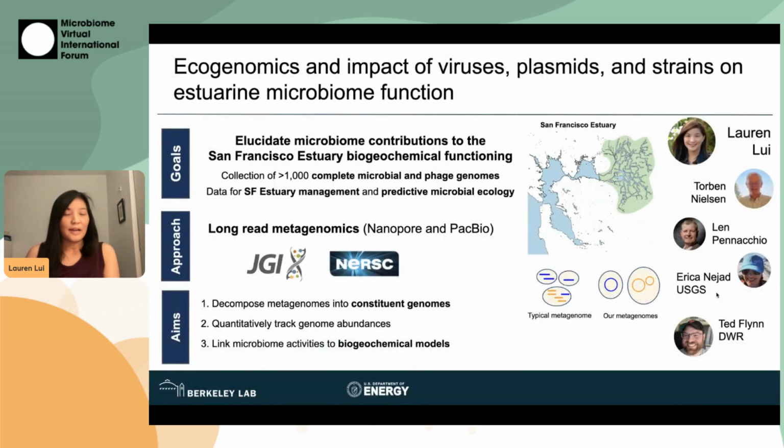And so we decided to apply this to study the San Francisco estuary. And we wanted to create this catalog of complete genomes to put into these models to help figure out what the levers are so we can help manage the estuary. And also, because you get a complete genome, you can normalize by the genome abundances. And this was in collaboration with the Department of Water Resources and the United States Geological Survey.